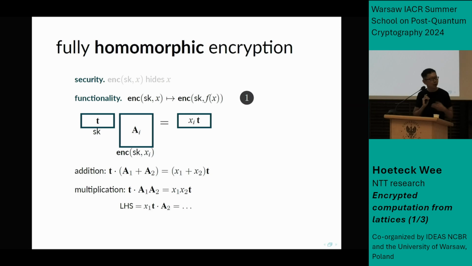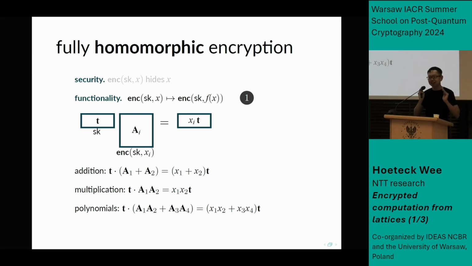T times A1 times A2: if you multiply T by A1 first, you get x1 times T. Then this T multiplies by A2, and T times A2 is x2 times T. So you get x1 x2 T. This generalizes to basically any polynomial. For instance, if I want to homomorphically evaluate x1 times x2 plus x3 times x4, I just compute A1 times A2 plus A3 times A4. More generally, to evaluate any polynomial, the homomorphic evaluation algorithm evaluates the polynomial with these matrices as the input. You can define a notion of evaluating a polynomial on matrices. Just do the natural one and it actually works.